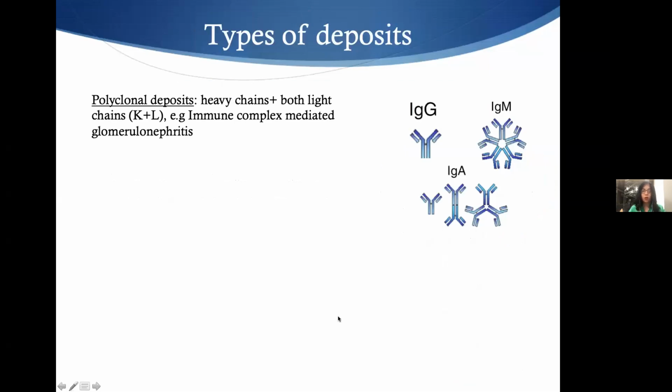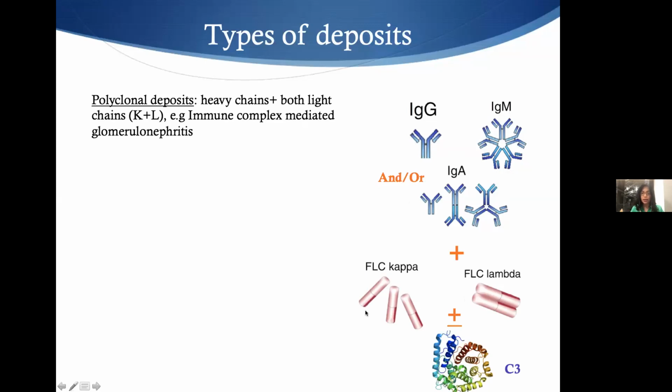Okay, what do we mean by monoclonal deposits? What type of deposits do we have basically in the kidney? In our regular scenario, we have polyclonal deposits. That means we have heavy chains, either IgG, IgM, and or IgA, depending on the disease, plus both light chains, the kappa and lambda, because this is a normal immunoglobulin, plus or minus C3. So this is our normal scenario.